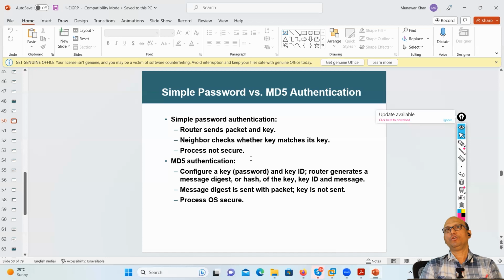See, previously we were not doing authentication. Now we are doing authentication. We are trying to find out who the other guy is. Why is he asking me all this information?